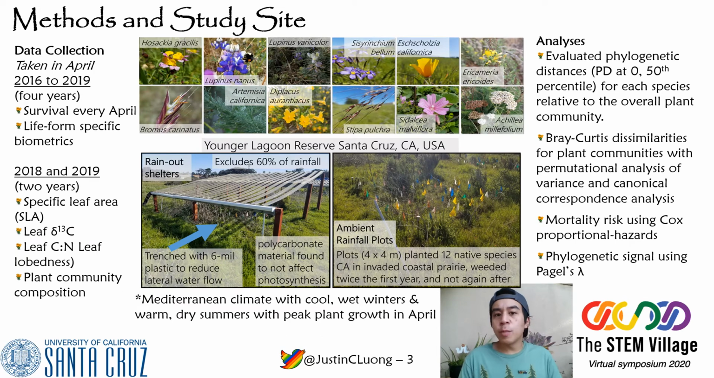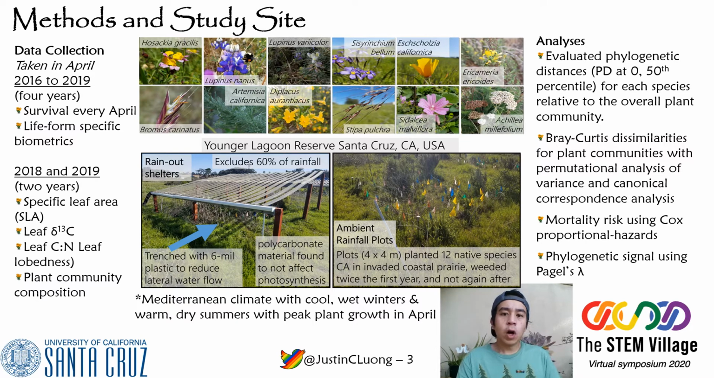We set up experimental plots at Younger Lagoon Reserve in Santa Cruz, California, United States. We built rainout shelters that exclude 60% of rainfall, thereby simulating a 1 in 100 year drought based on local historic rainfall patterns. Shelters were built in summer 2015 with specifications from the International Drought Experiment, also known as DroughtNet.